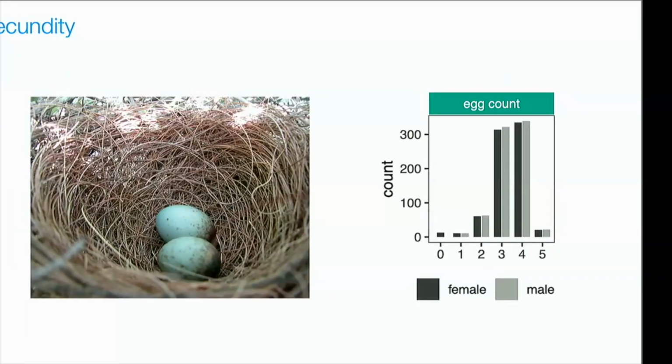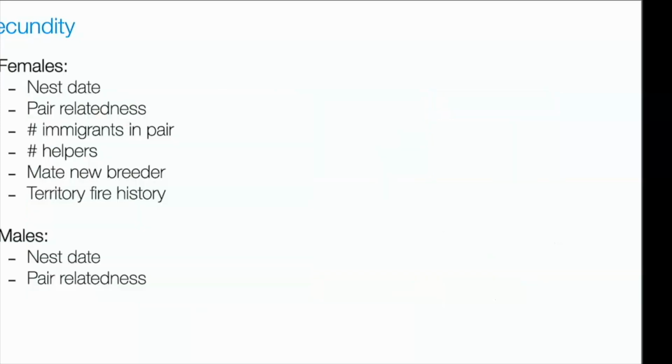For fecundity, we looked at several different measures, but I'm going to just show you results for the number of eggs laid in the first clutch of the season. Mostly scrub jays lay 3 or 4 eggs, some lay 0 to 5, but for the most part it's 3 to 4. In females, we found different fixed effects that matter for female versus male fecundity.